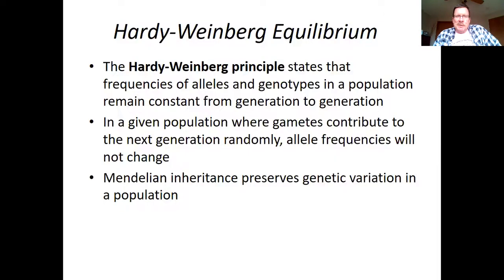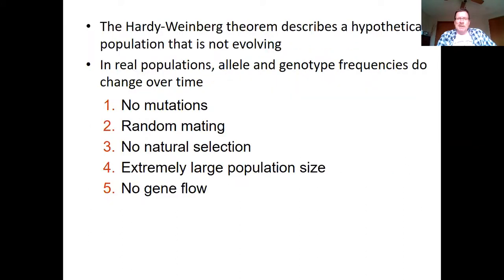All right. So the Hardy-Weinberg principle states that the frequencies of alleles and genotypes in a population remain constant over generations. In a given population where gametes contribute to the next generation randomly, allele frequencies won't change. And Mendelian inheritance preserves that variation in a population. We can go back to why you still have heterozygous alleles like sickle cell in the population, and that goes to Mendelian inheritance.